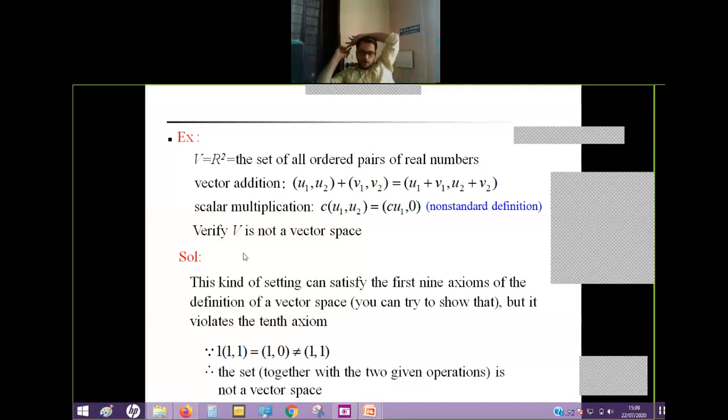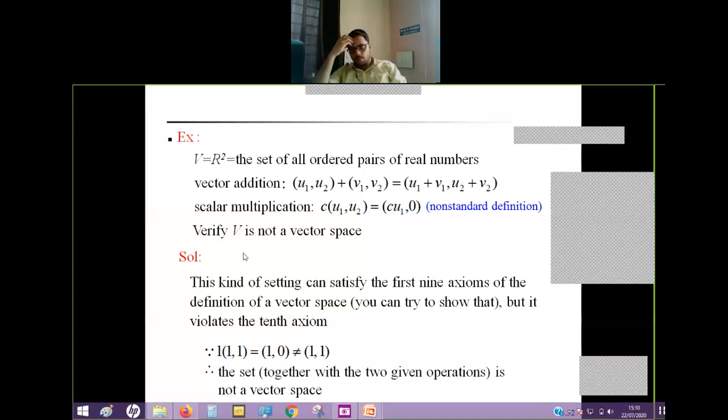Let's say u1 equal to 1, u2 equal to 1, and let's say c is also 1. So what should the result be? According to the standard definition, the result should have been (1, 1). But what is happening here? Since compulsorily the second element should be 0, the result is (1, 0), and hence it is not satisfying axiom number 10. Hence we will say that this is not a vector space.